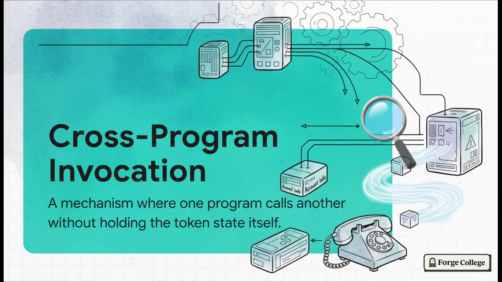A CPI is just a mechanism where one program calls another. It passes along account information and authorizes actions entirely without holding the token state itself. The crucial takeaway here is that your program isn't mutating balances. Instead, it's basically picking up the phone, calling the authoritative SPL token program and saying, "Hey, I've got the right signatures here, please move these tokens for me."